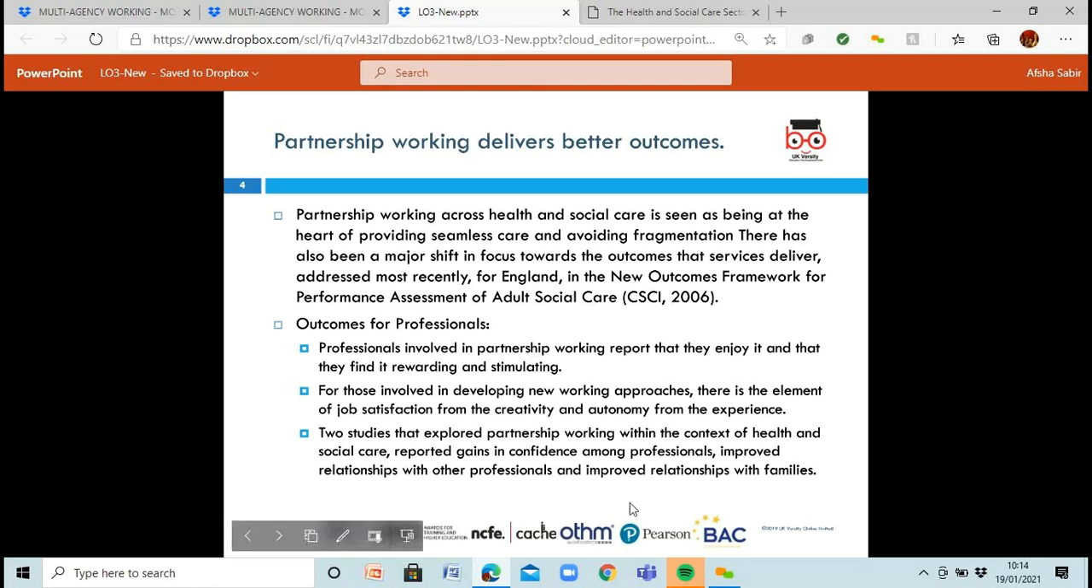So in a nutshell, what these 3 points are pointing out is that they've spoken to professionals that are working in healthcare at the moment, and they've reported that there are benefits within this. They're enjoying it, they like having the creativity, they like having the responsibility of developing new things, and they're actually improving their own confidence, and they're gaining a lot of information.